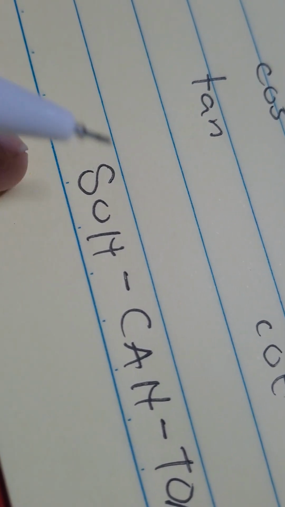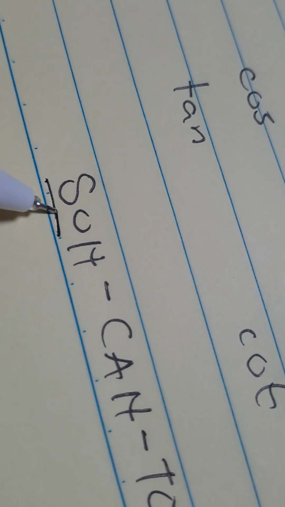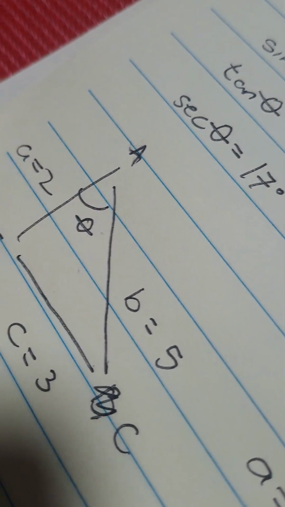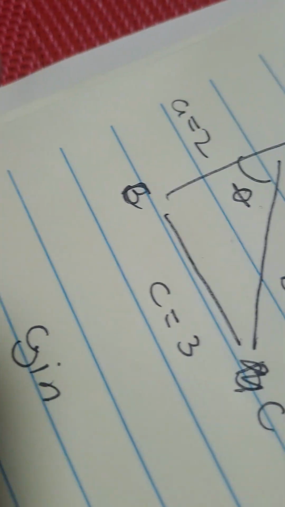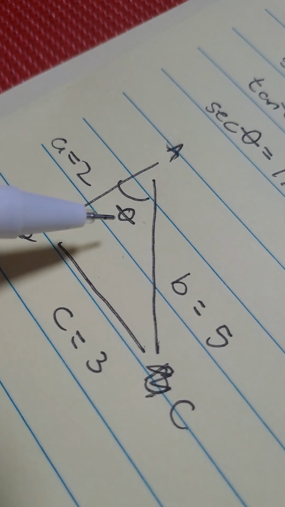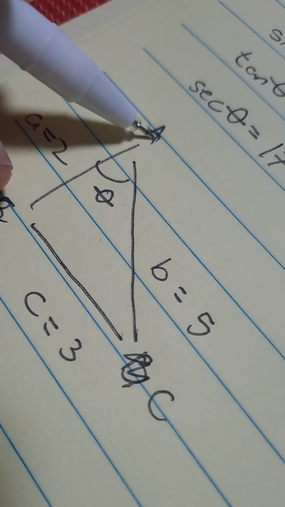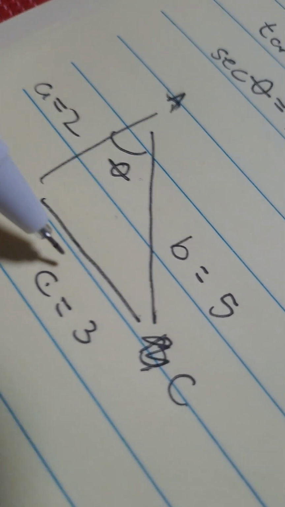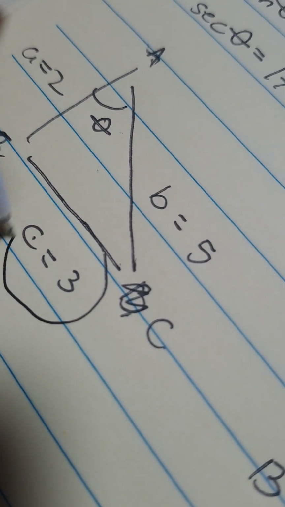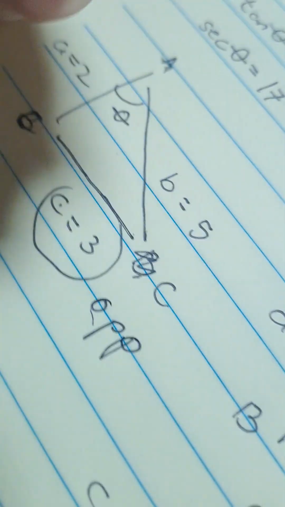So first is SOHCAHTOA. So it's the sine, cosine, and tangent. For SOH, it's sine, opposite, hypotenuse. So given that theta is at A, simply it's gonna follow this way. If our theta is here, your opposite would be the one it's facing. And A is facing C. So if it's facing here, then this would be our opposite.